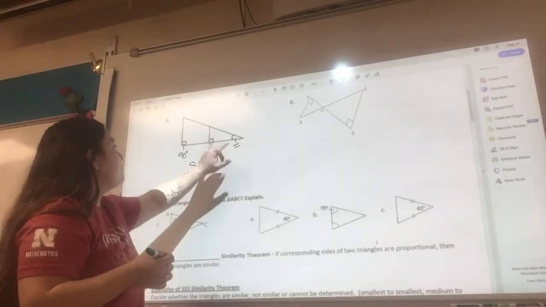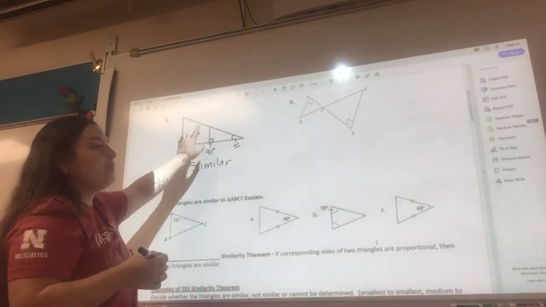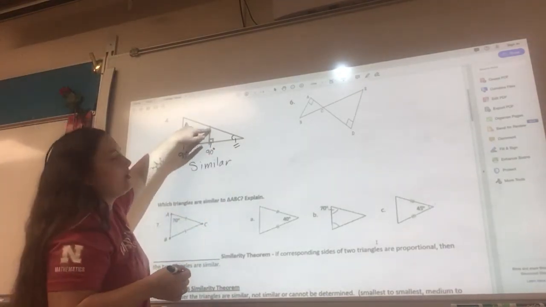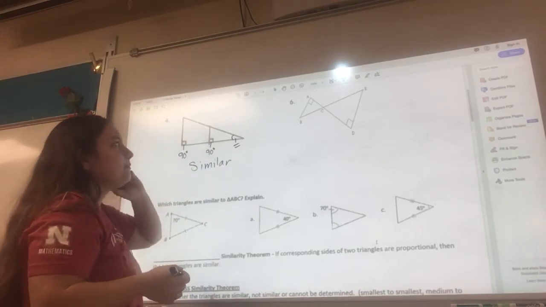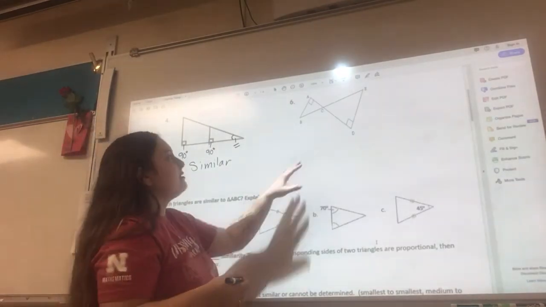So we had a minimum of two. I didn't have to really check those, but now that we know those two are the same, these two also have to be the same. So moving on to 6.